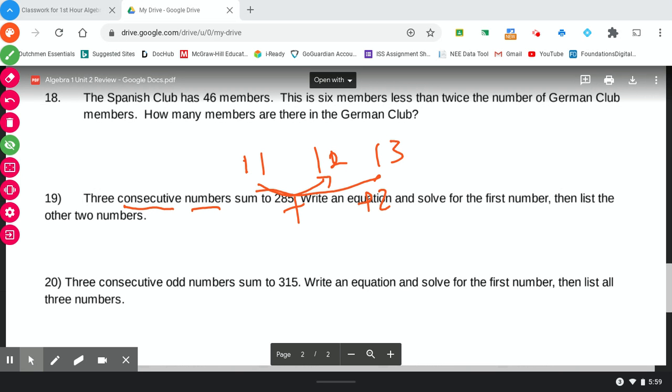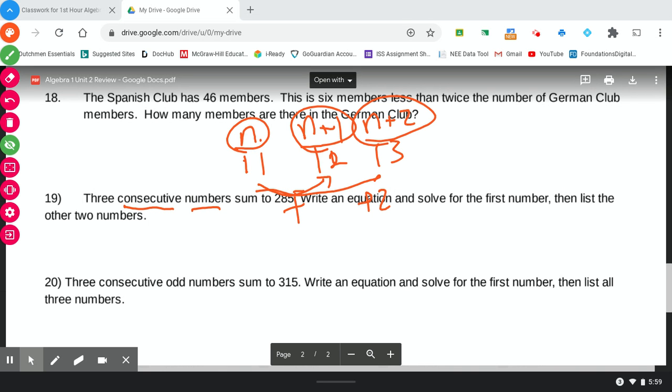So I can call 11 n. I can give it the variable n. And then 12 could be that number n plus 1, right? Because we said it's plus 1. And then 13 would be n plus 2. So that's what we can name these unknown consecutive integers that they're looking for down here.